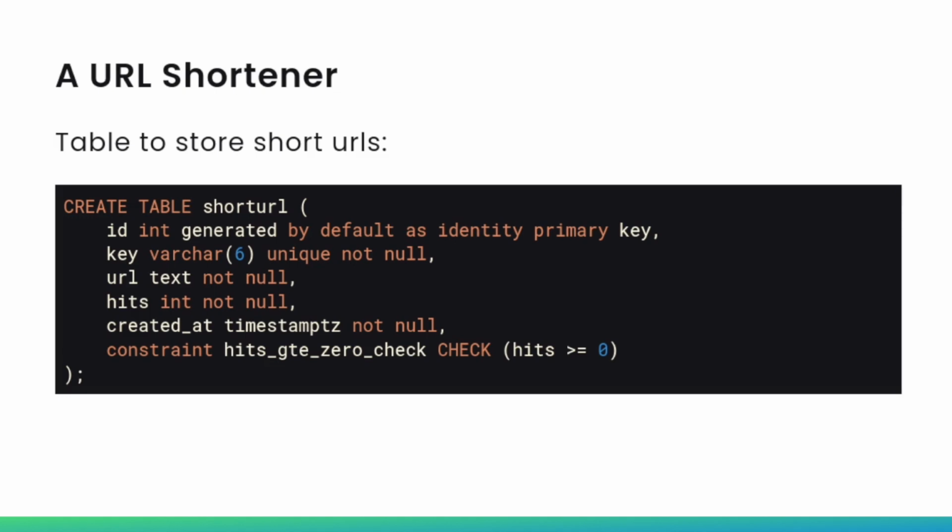We have hits, which is how many times we redirected the short URL to the long URL. This is our counter, and it's type integer, and it's also required. And we have created at, which is a timestamp that indicates when the short URL was created. At the end, you can see that we added a constraint to make sure that the hits cannot be negative. It doesn't make sense for hits to be negative, so they need to be greater than or equal to 0.